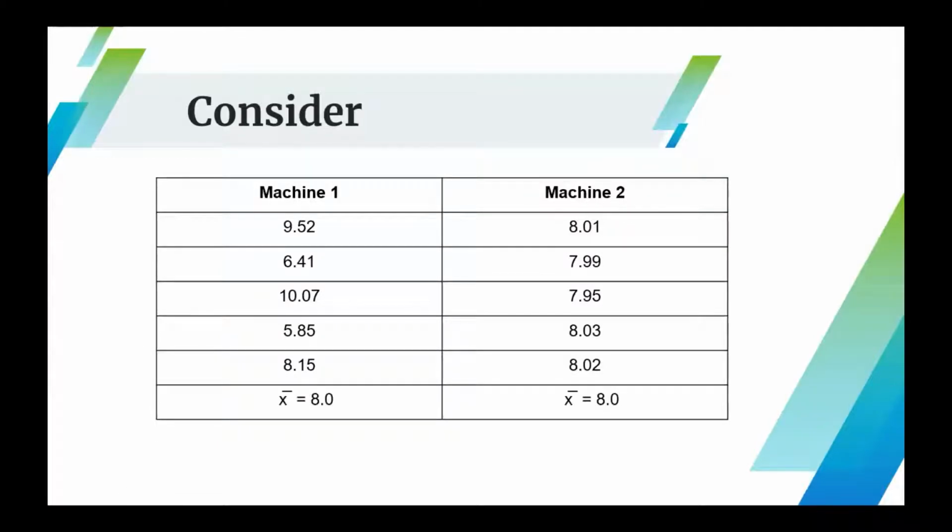This is a table of a soft drink dispensing machine that should dispense 8 ounces of your selection into a cup. This table shows data for two of these machines. The mean data value for each machine is 8 ounces. However, look at the variation in the data values for machine 1.